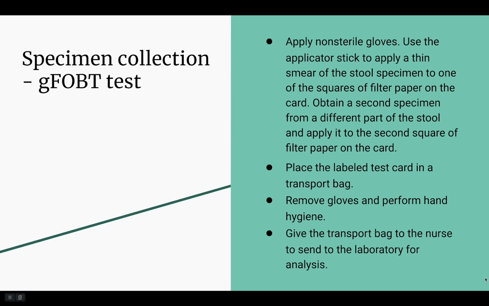Apply non-sterile gloves. Use the applicator stick to apply a thin smear of the stool specimen to one of the squares of filter paper on the card. Obtain a second specimen from a different part of the stool and apply it to the second square of filter paper on the card. Occult blood isn't typically equally dispersed throughout the stool. Place the labeled test card in a transport bag. Remove gloves and perform hand hygiene. Give the transport bag to the nurse to send to the laboratory for analysis.